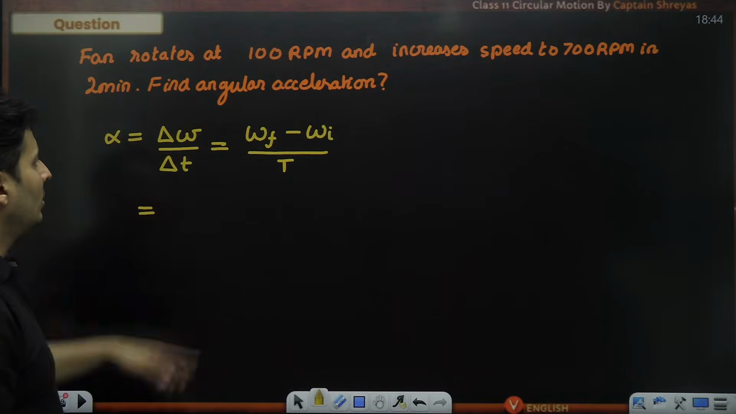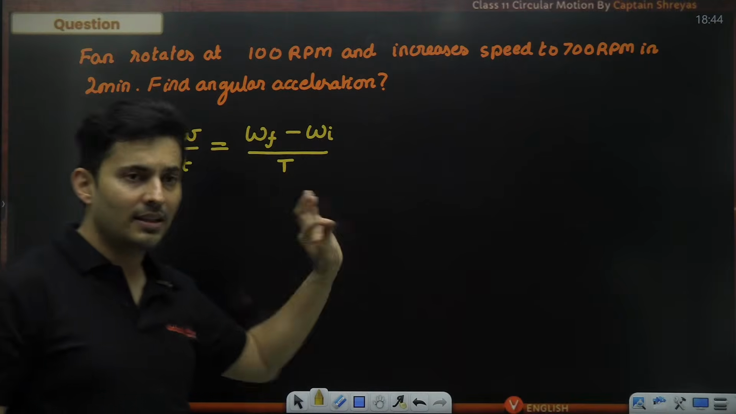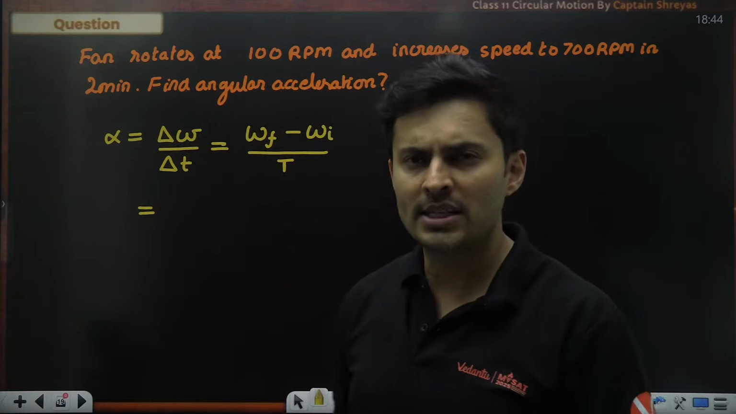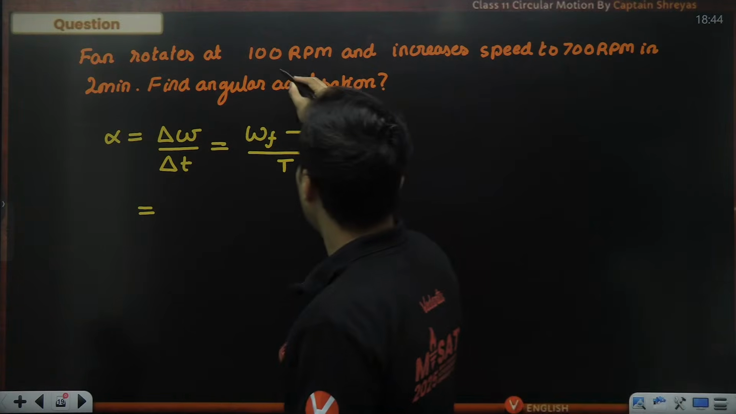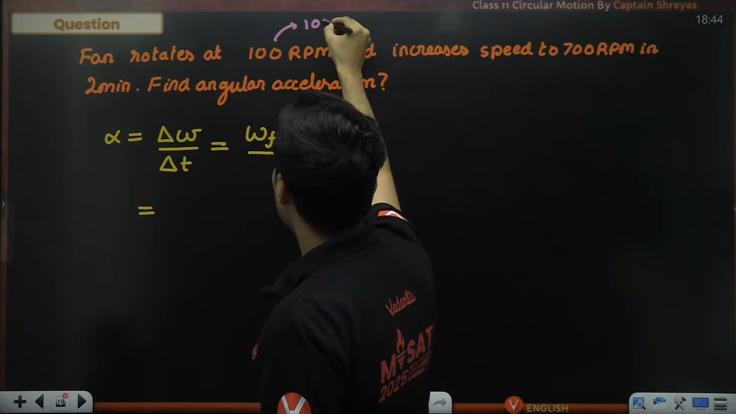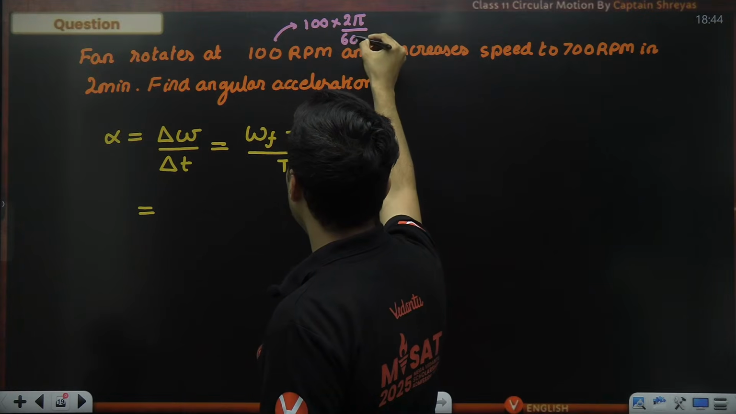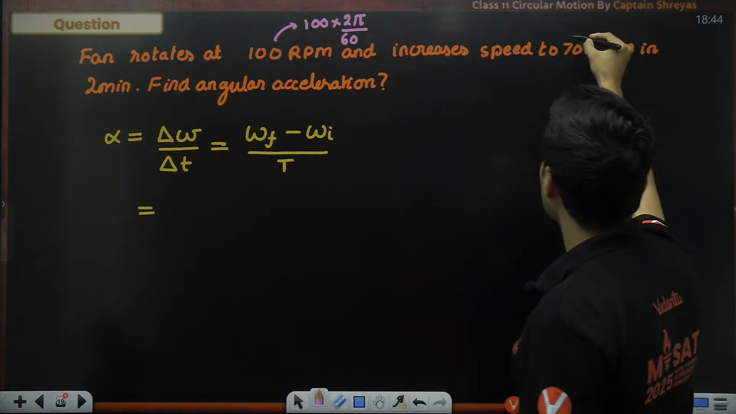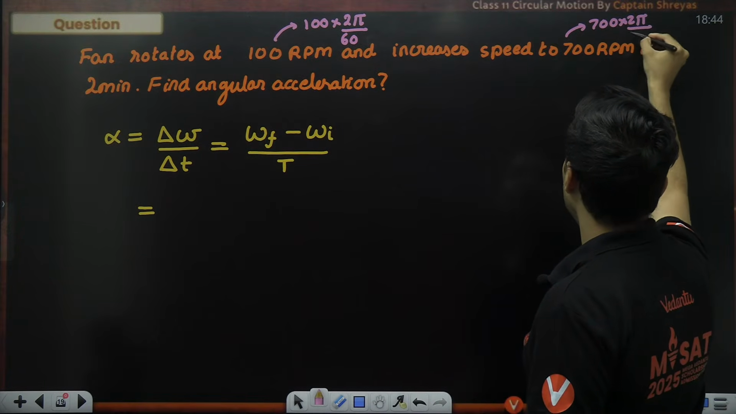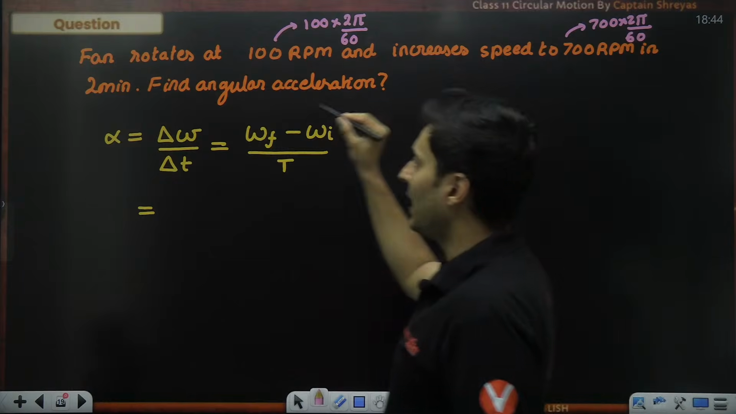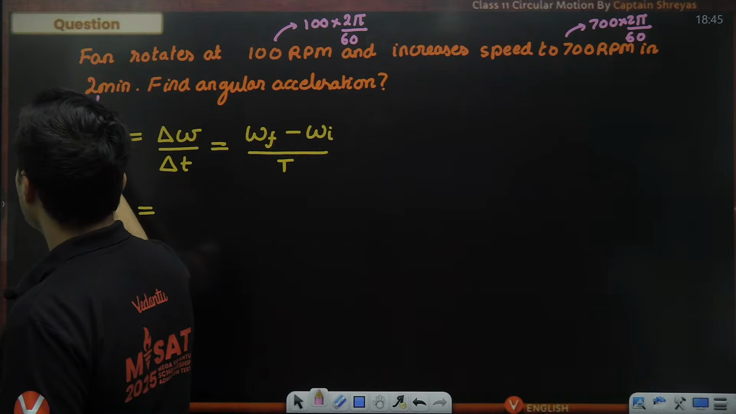Now, one thing though, the omegas are not given in radian per second, and we have to give the answer always in radian per second unless asked otherwise. So we have to do that conversion part first. So 100 RPM means I have to take that number 100 multiplied by 2 pi radians, and it is per minute, so divided by 60 seconds. Same thing over here also. So 700, I will multiply it by 2 pi radians and then divide by 60 seconds. The time taken is 2 minutes. So 2 minutes means 2 into 60 seconds.